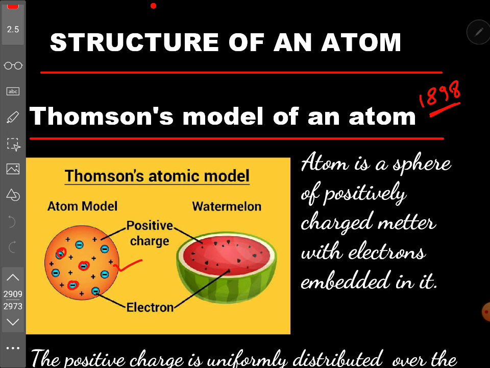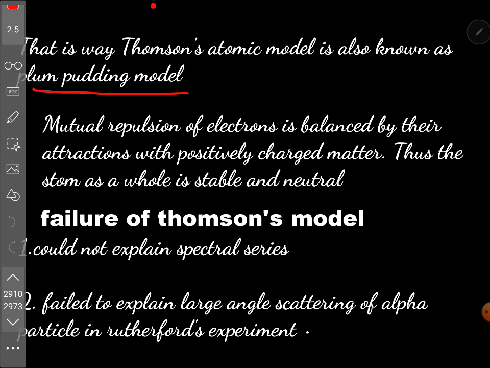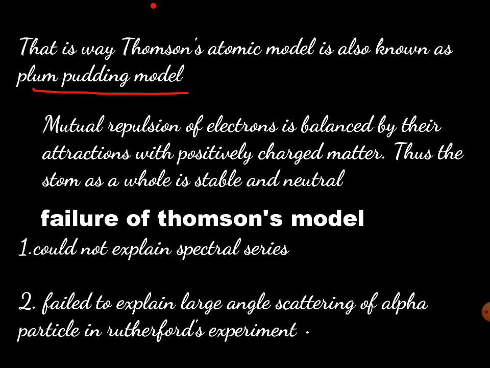Through this model, Thomson explained that the mutual repulsion of the electrons is balanced by the attraction with the positively charged matter, and therefore the atom is stable and electrically neutral. He also explained chemical reactions and radioactive disintegration through this model.